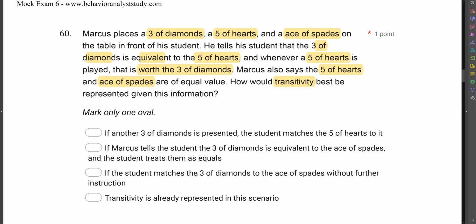C, if the student matches the 3 of diamonds to the ace of spades without further instruction. Yes. C, we now have A equals B, B equals C, therefore A equals C without further instruction. C is exactly what we are looking for. D, transitivity is already represented in the scenario. No, symmetry looks to be represented. Reflexivity, we're not sure, but is likely, right? Transitivity is not yet represented. However, if the student matches the 3 of diamonds to the ace of spades without further instruction, then transitivity will be represented.